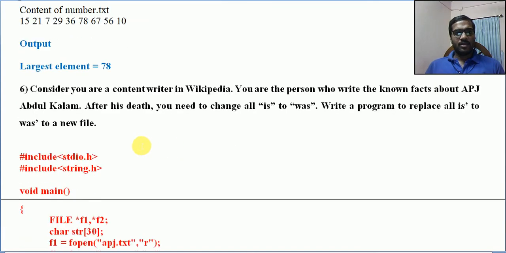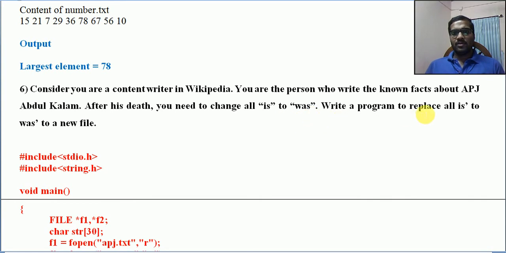Consider you are a content writer in Wikipedia. You are the person who writes the known facts about APJ Abdul Kalam. After his death, you need to change all "is" to "was". There was already some content available within Wikipedia. When he was alive, everything was written as "is", right? So after his death, all the "is" have to be converted into "was".